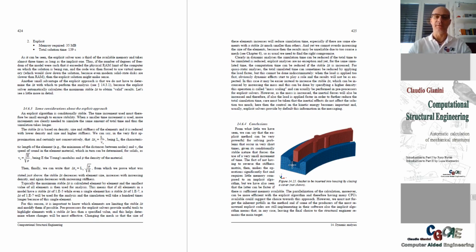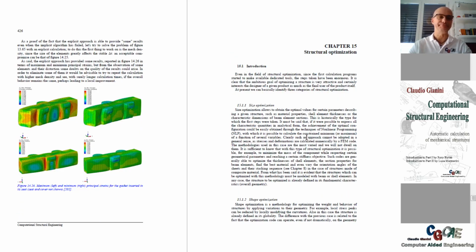And it could be that some problems that cannot be solved with the implicit approach might be solved with the explicit, like the example we have seen in chapter 13 of the 3D gasket, which needs to be pressed into the housing, can be solved. So the explicit code will always give you some results. Then it depends on the quality of them.